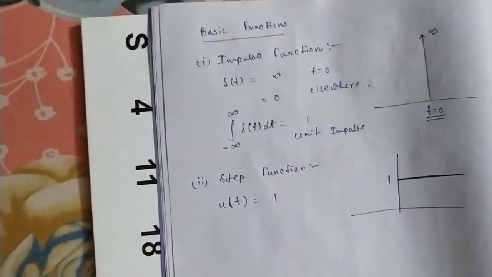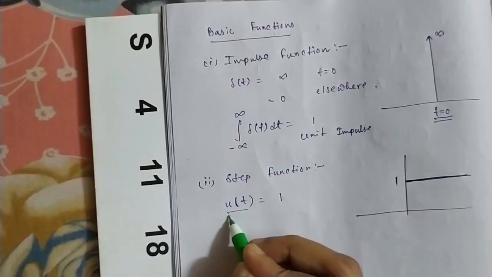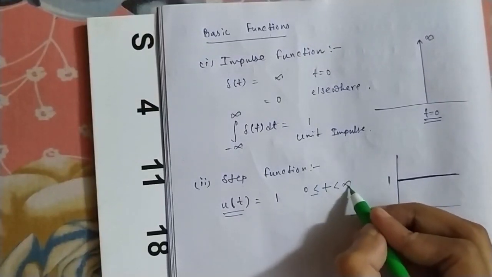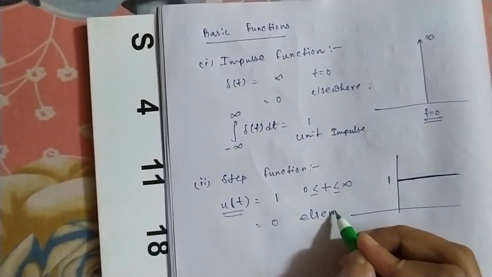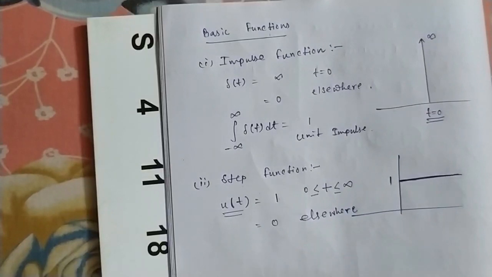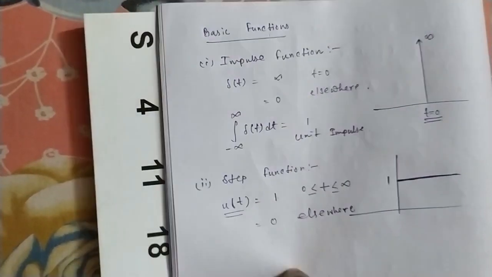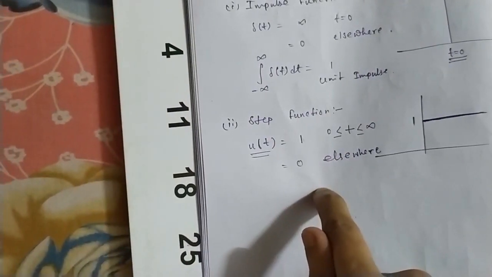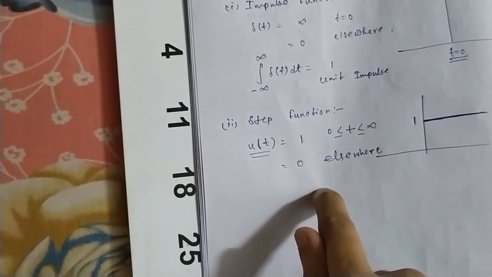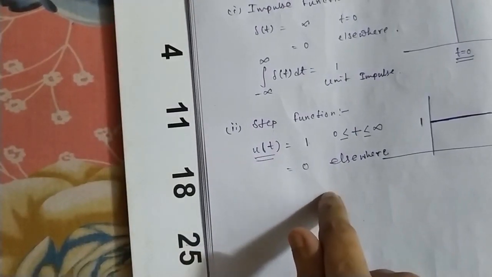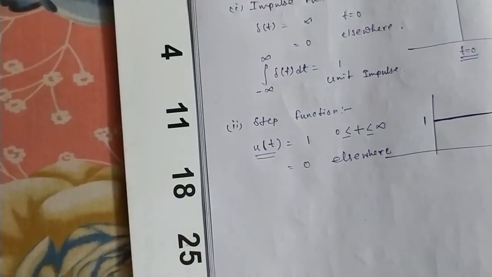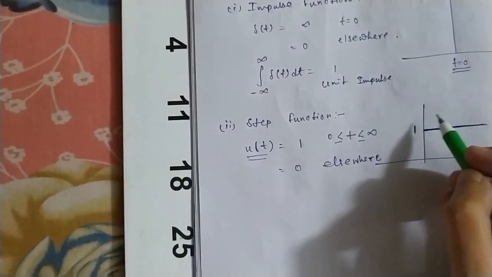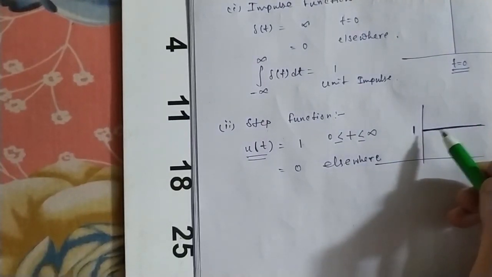Okay, so our step function is denoted as u of t, and u of t is equal to 1 when t is from 0 to infinity and 0 elsewhere. That means just after 0 you are giving the input as 1 and you are not removing the input up to infinity. Okay, so this is our step function. When the magnitude of the function is 1, then it is known as unit step. When this is not 1, this is something else, then that is only step.